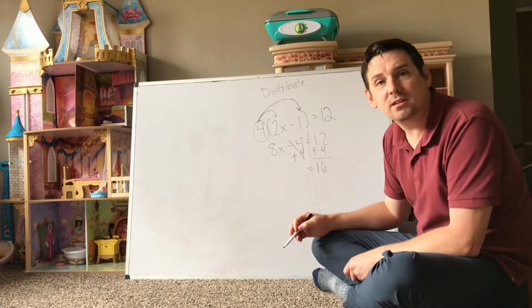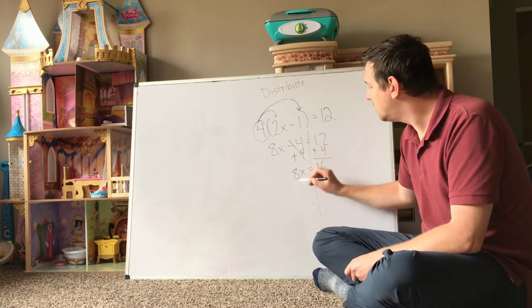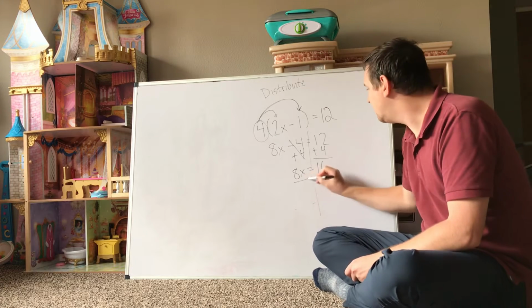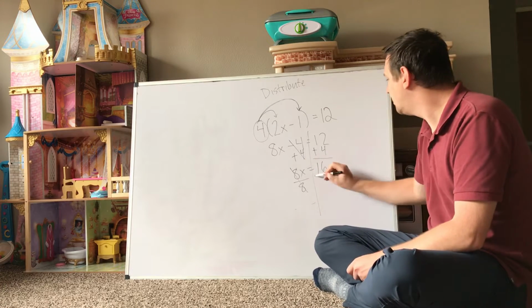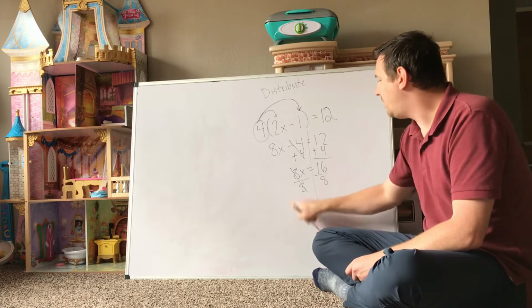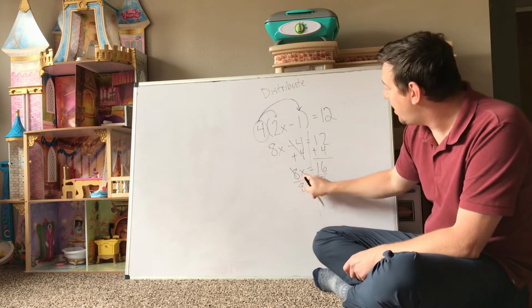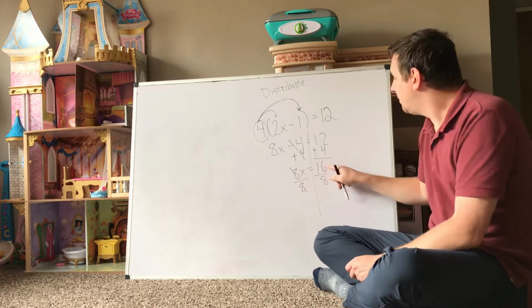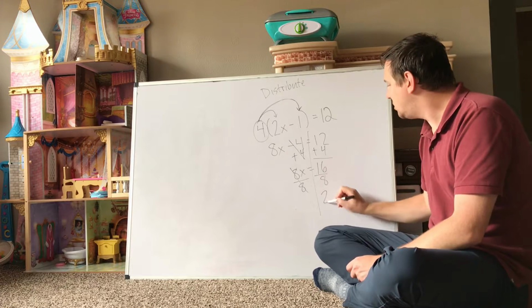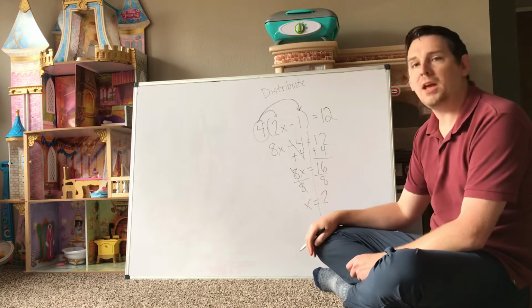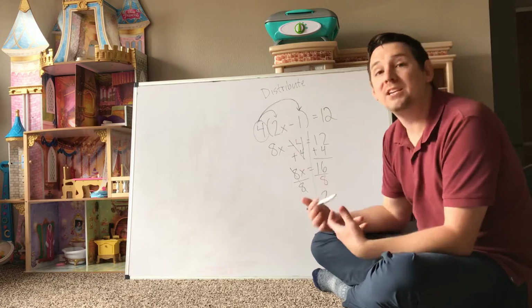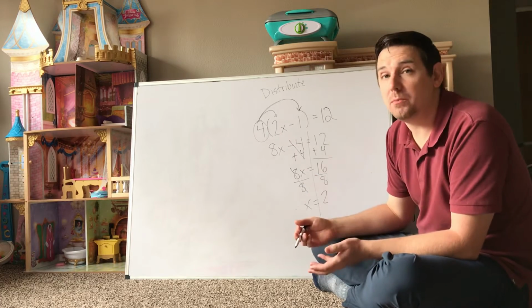Let's see, Elliot, what should we do next? That's right, divide. Thanks, Elliot. Good job paying attention. If we divide this side by 8 to get rid of that 8, that isolates the x. 16 divided by 8 is 2. Okay, so when you can distribute, you should distribute.